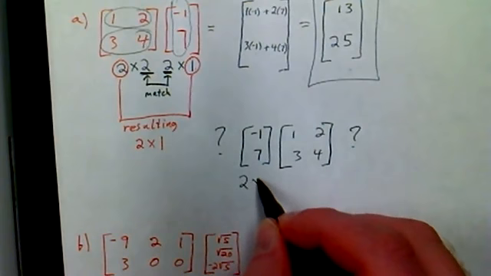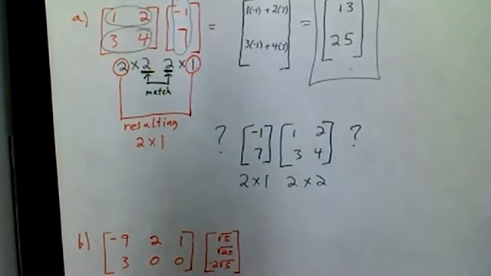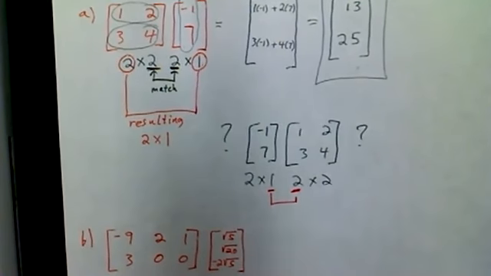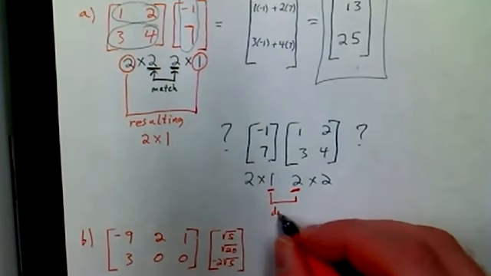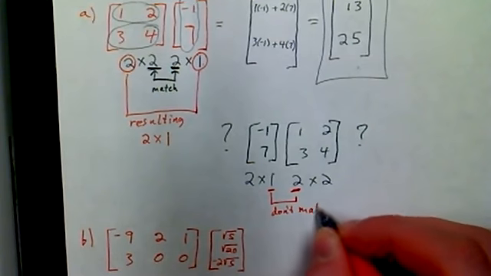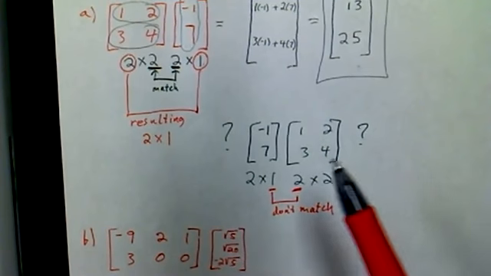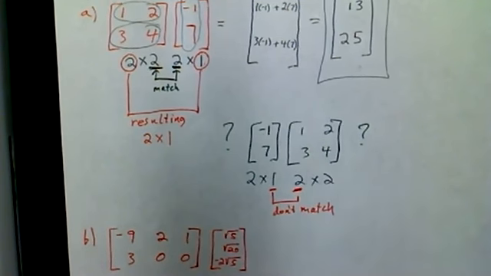Here I have a 2 by 1, and here I have a 2 by 2. And the big thing I want you to notice is these don't match. Don't match. So that tells us that we can't multiply these. But wait a minute, didn't we learn way back in math that it doesn't matter in which order you multiply? Well, that's with regular numbers. That's with scalars. That does not necessarily hold true for matrices.